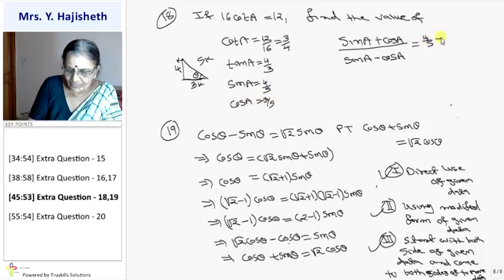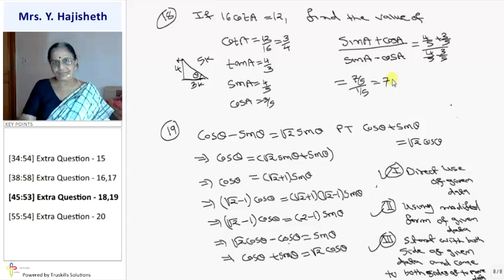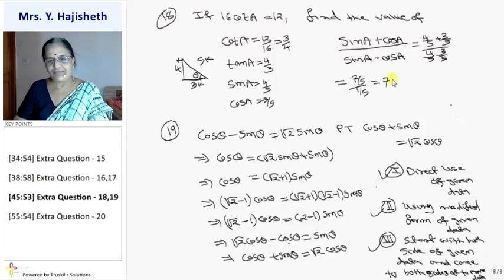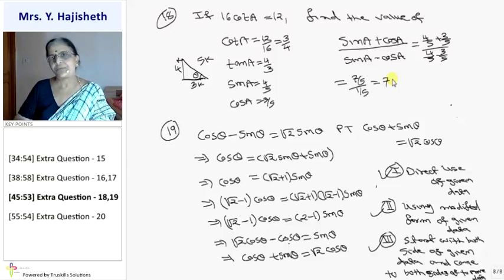4 by 5 plus 3 by 5 upon 4 by 5 minus 3 by 5. So my answer is 7 by 5 upon 1 by 5. So my answer is 7. Clear? That is how to get the values of the remaining functions, or how to get the value of some expression when the value of one function is given. Okay.